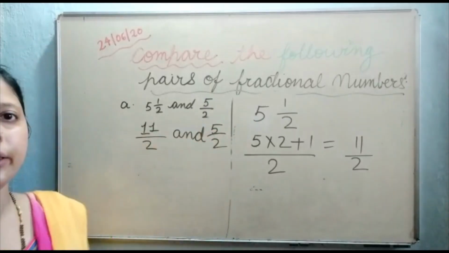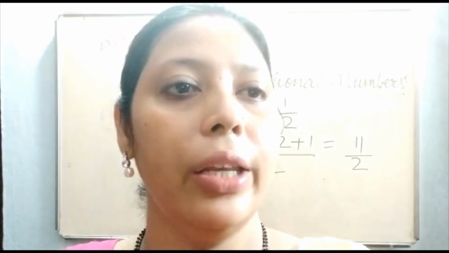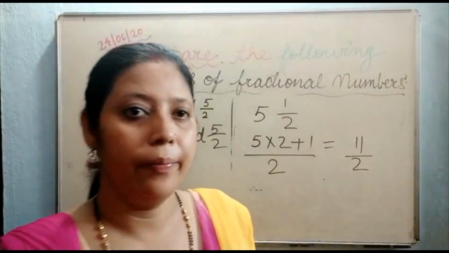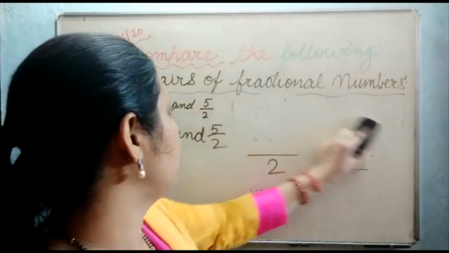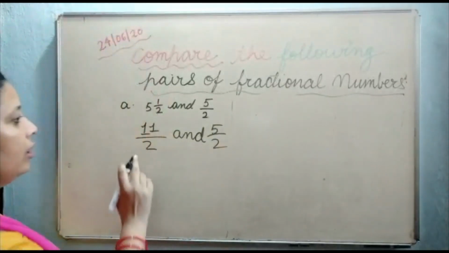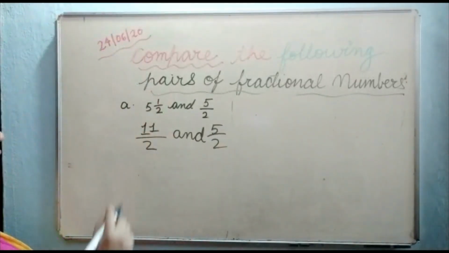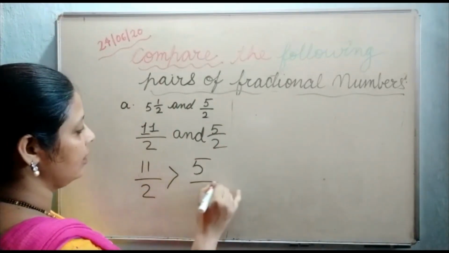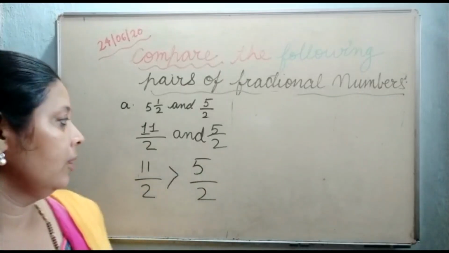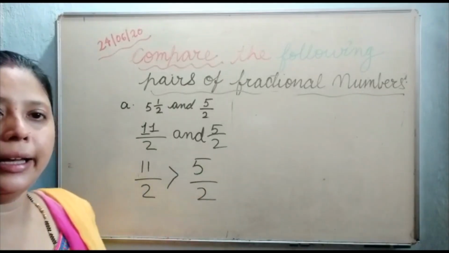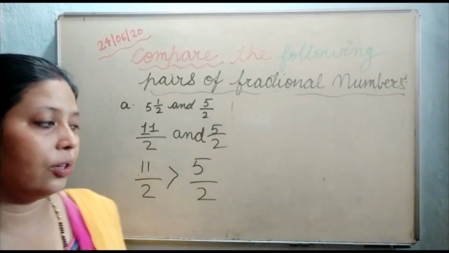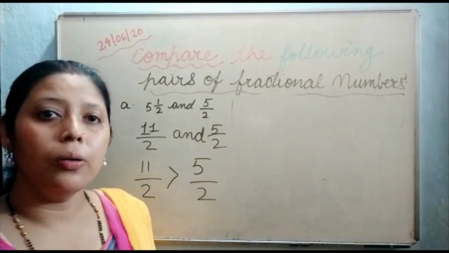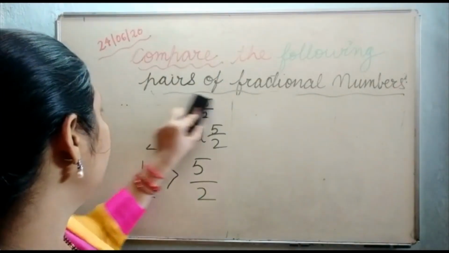And now in the previous video I had shared with you how to compare. The similar method I will do after this rough calculation. We have these two like fractions and we can easily compare that 11 by 2 is greater than 5 by 2. Because when numerator is greater in like fractions, we call it greater. Now coming to example number B.